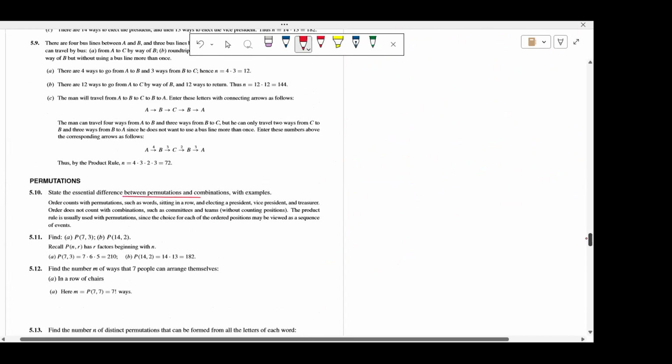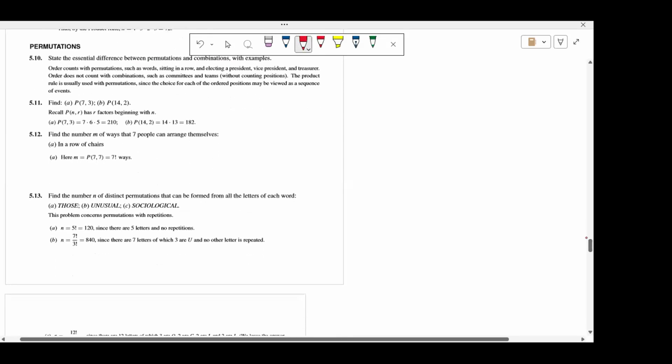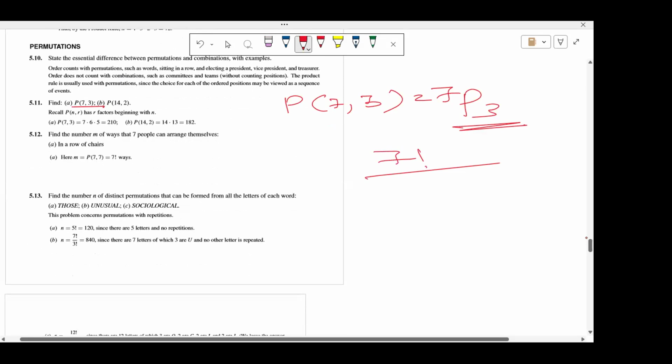This is a theory question. Explain the difference between permutation and combinations. You can explain by giving priority for order and not giving priority for order. Now they are telling P(7,3), which is equal to 7P3. 7P3 means 7 factorial over 7 minus 3 factorial, which is 7 factorial over 4 factorial. So 7 into 6 into 5 into 4 factorial over 4 factorial. So the answer is 7 into 6 into 5. Likewise, you can find out.